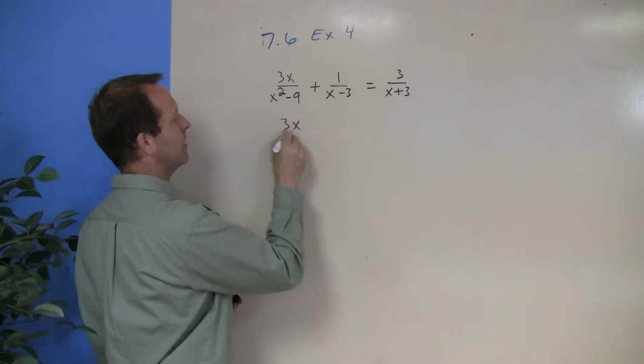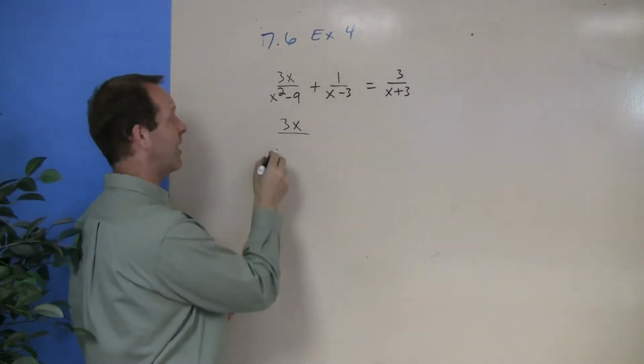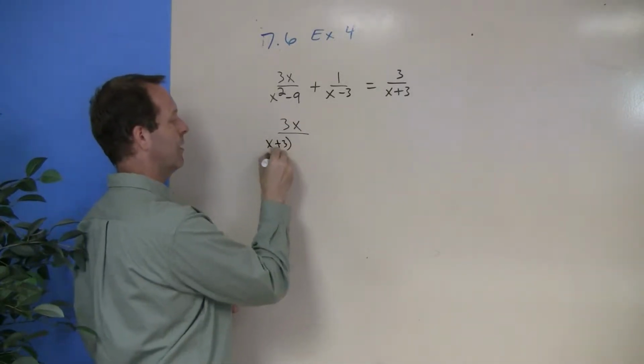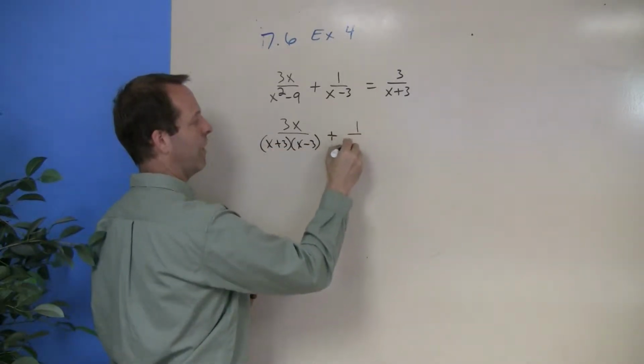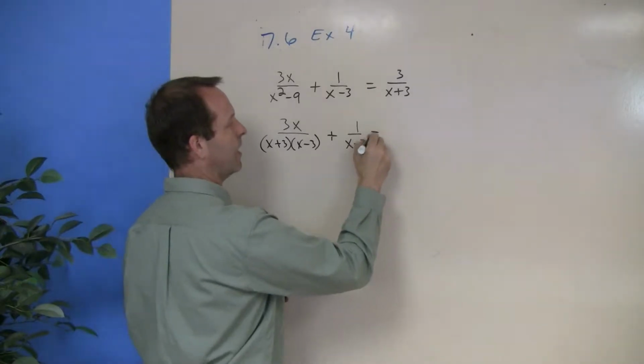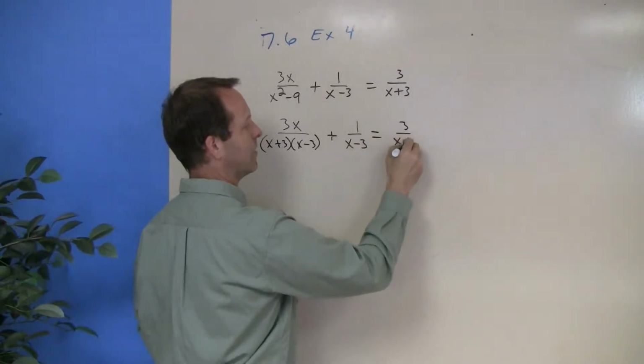So this is 3x over x squared minus 9, which does factor down to x plus 3, x minus 3, plus 1 over x minus 3 equals 3 over x plus 3.